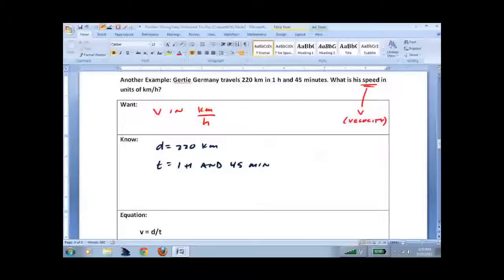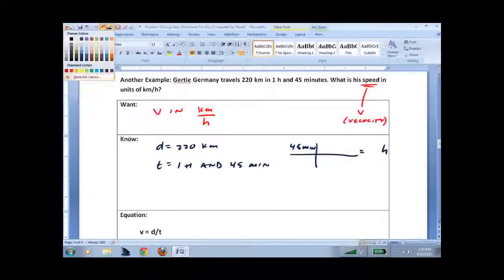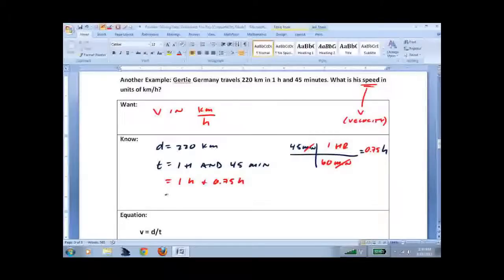I need to convert 45 minutes. So this time I'm going to do it up here. 60 minutes, 1 hour. Why I put the minutes on the bottom so they cancel. I get 0.75. So my time is now 1 hour plus 0.75 hours equals 1.75 hours. I apologize for writing this one as a capital letter.